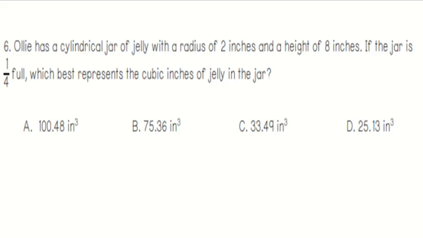All right, so this one might be a little hard to read. We have a cylinder with a radius of 2, height of 8. So it's a cylinder, but it's 1/4 full.